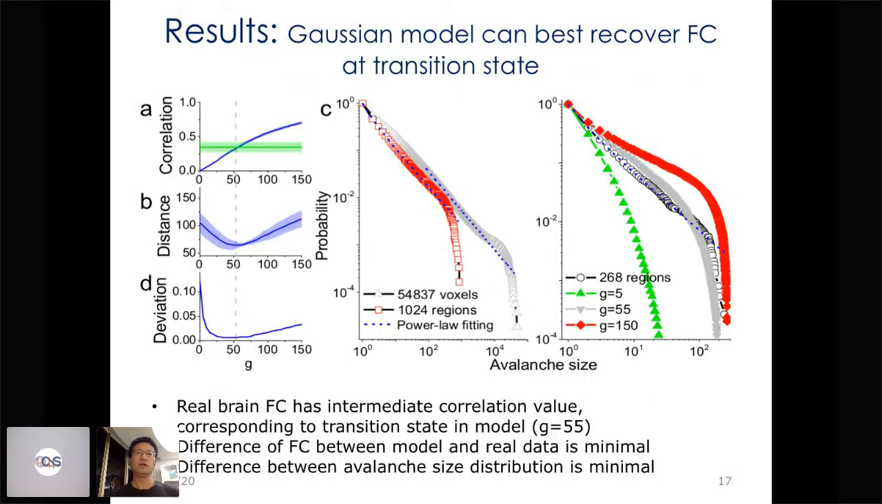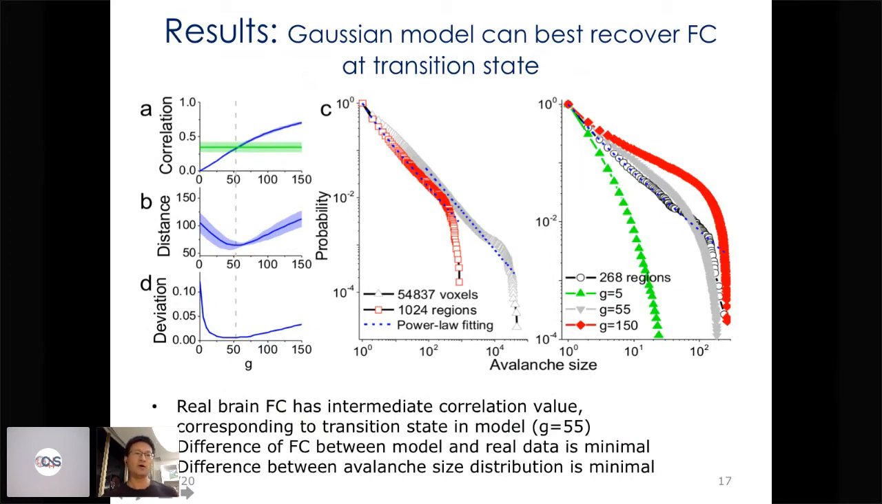So when we compare the model with the data, when we increase the coupling, you can see that the average correlation of the model increases, going from an asynchronous to a strongly synchronized state. And in between, you pass this point. This is the value of the real functional connectivity from fMRI. At this point, you can see the real system is something in between, at the transition from asynchronous to synchronous, or from segregated to very strongly integrated state.